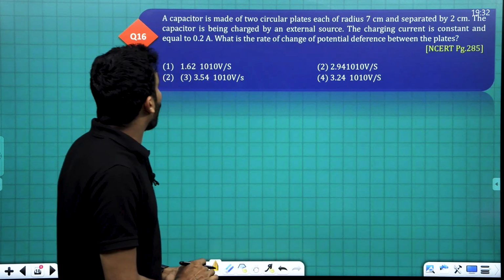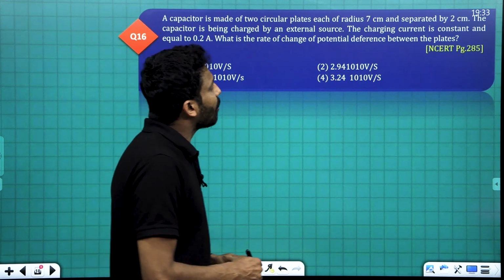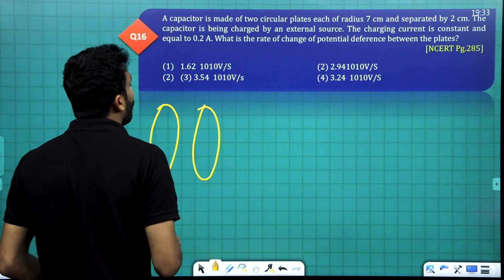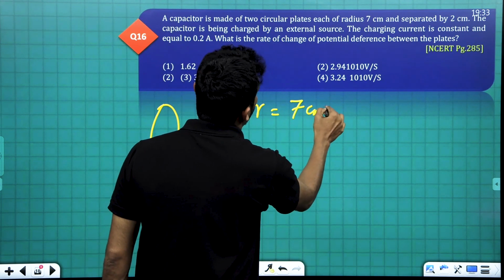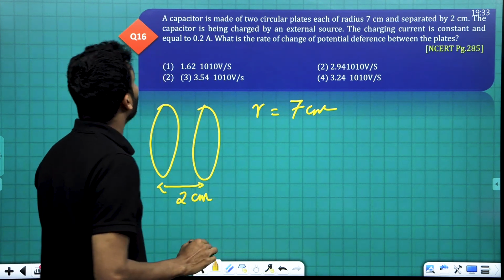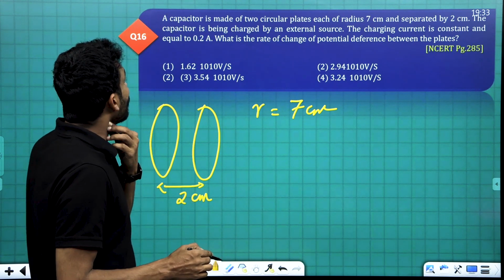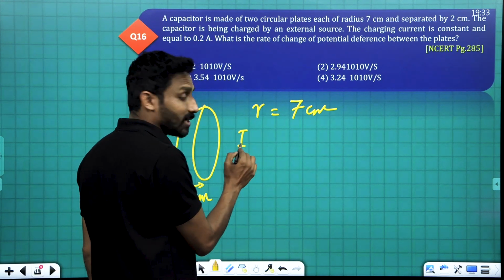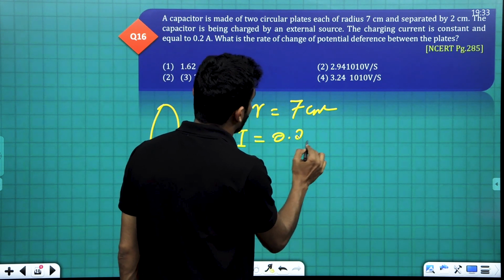A capacitor is made of 2 circular plates, each of radius 7 centimeter and separated by 2 centimeter. The capacitor is being charged by an external source. The charging current is constant and equal to 0.2 ampere. This is current, not intensity. Now we are writing current is equal to 0.2 ampere.